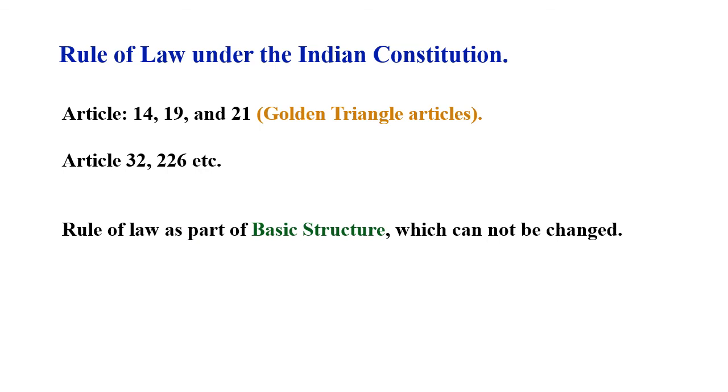Rule of law under the Indian Constitution is found in Articles 14, 19, and 21, the Golden Triangle Articles, Article 32, 226, etc. And there are various other articles which reflect that India is based upon rule of law, and there is a provision of rule of law under the Indian Constitution. Rule of law is also part of the basic structure, which cannot be changed.